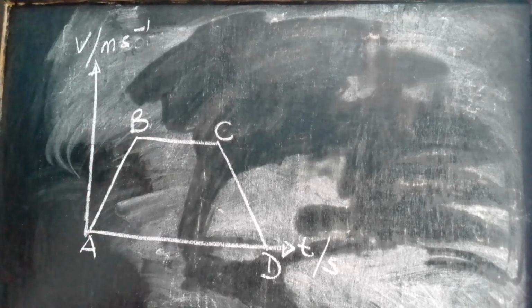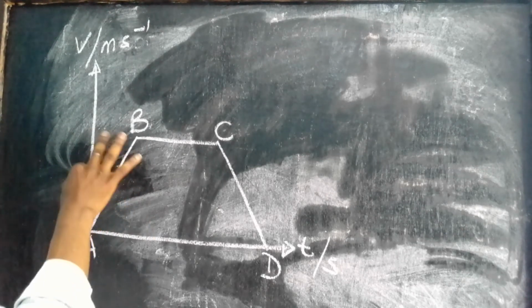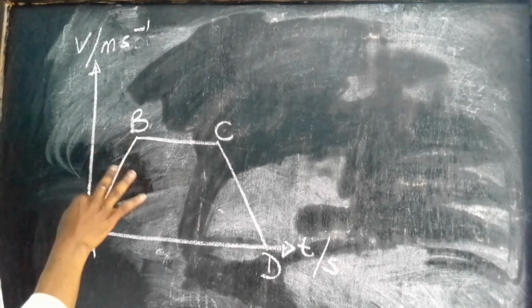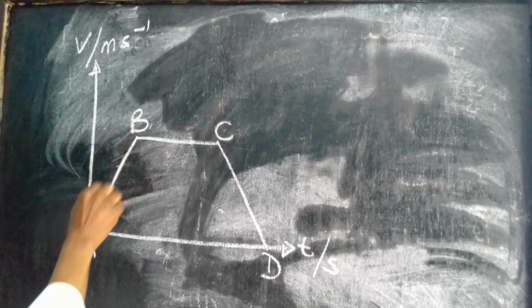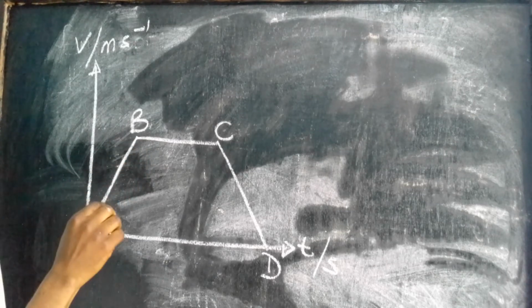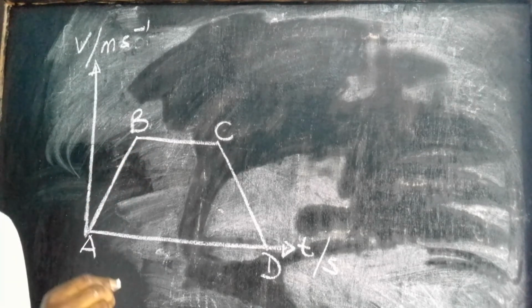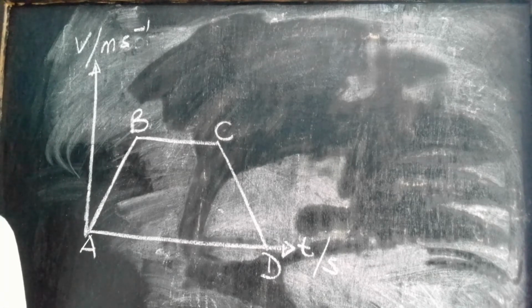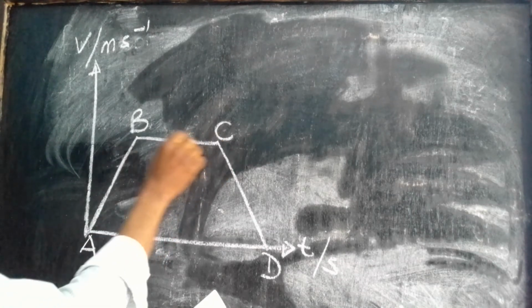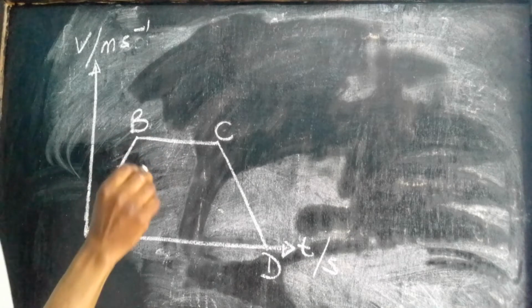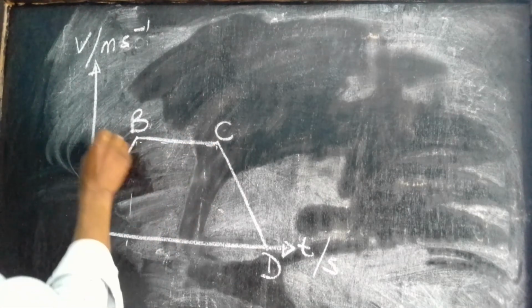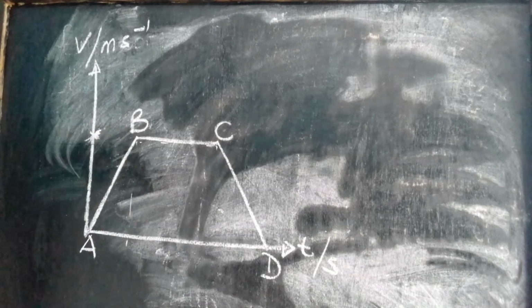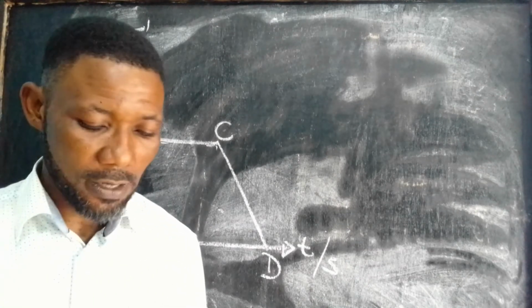Certainly, for AB, the rate of change of velocity is constant, and therefore it is constant acceleration. The rate of change is a straight line. The rate of change of velocity with time is constant, and so therefore it's constant acceleration. BC is constant velocity, because while time is passing, the velocity remains the same.